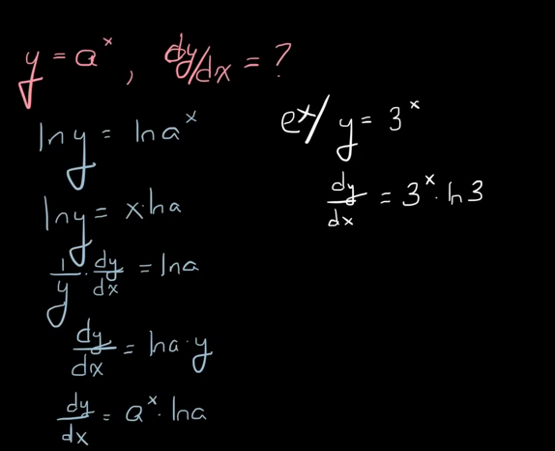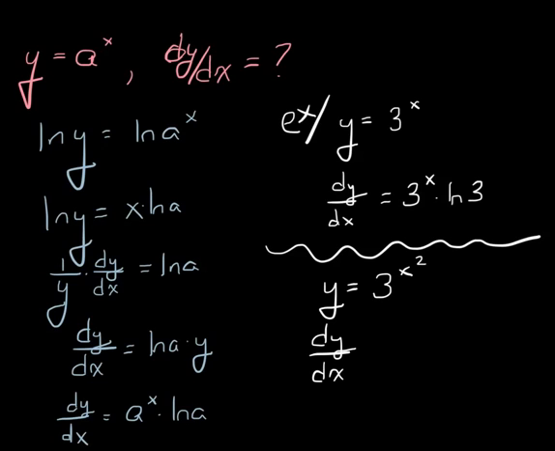Now let's say that it wasn't just 3 to the x. Let's say it was 3 to the x squared. Now we'd have to use the chain rule. The derivative would be 3 to the x squared times ln 3, but then times the derivative of the exponent, which is 2x. So that was the derivative of some exponential functions.